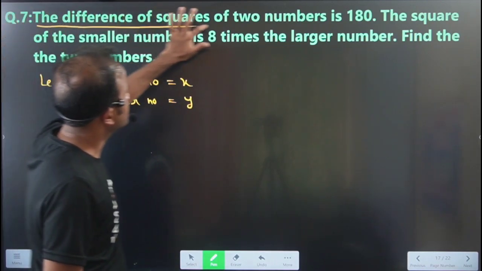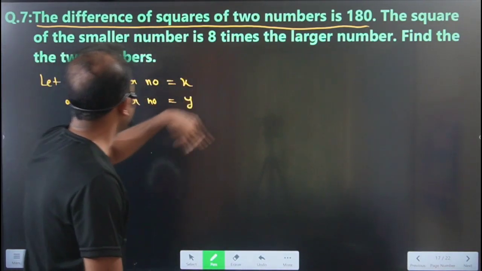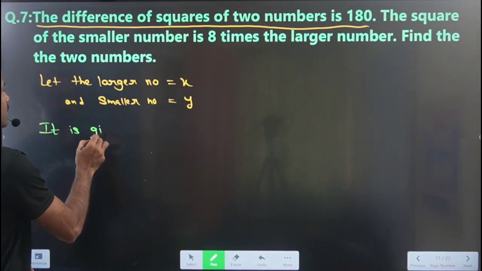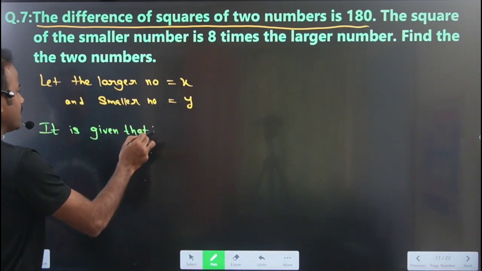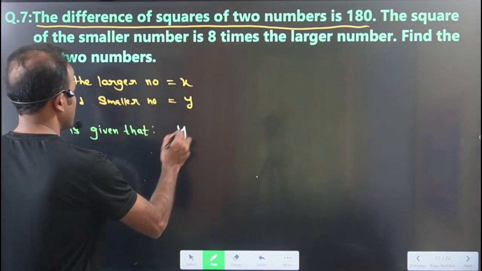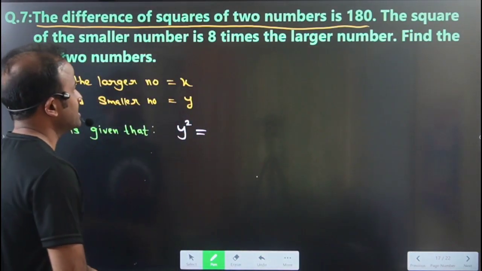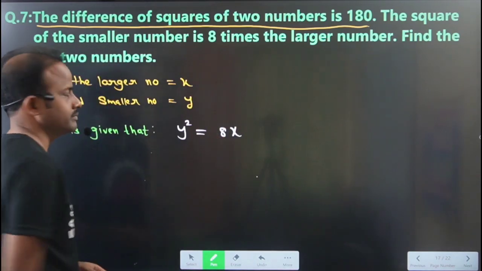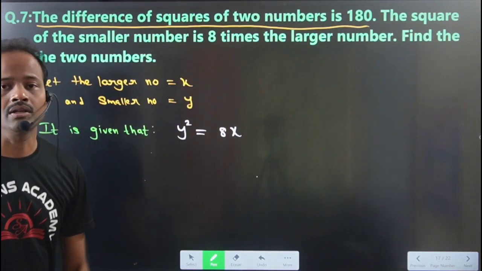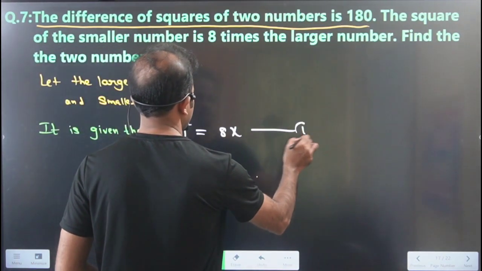First, what is given? The difference of the squares of the two numbers is 180. Then the square of the smaller number, so here what does it say? Square of the smaller number. Okay, it is given that square of the smaller number, so what should we do? Square the smaller number. Square of the smaller number, which is equal to y square, which is equal to 8 times the larger number, 8 into x. That means if you square the smaller number, it is equal to 8 times the larger number. So y square equal to 8x. Let us say this is equation 1.